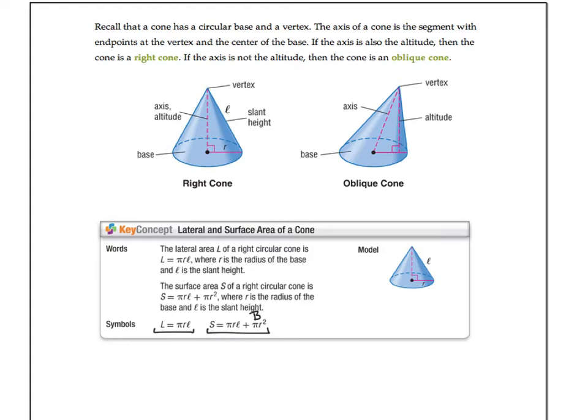I do want to point out that again, we are going to have right cones that are standing straight up and down and oblique that are more slanted. And again, the slant height is on the outside. Think about standing at the top at the vertex and sliding down the outside of that cone.